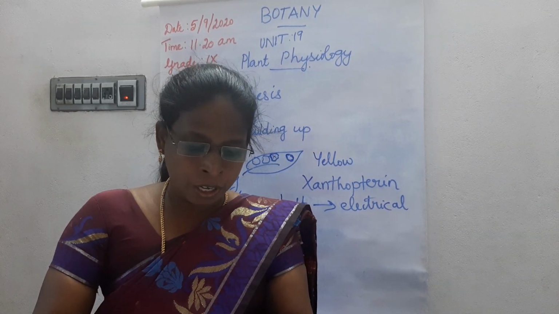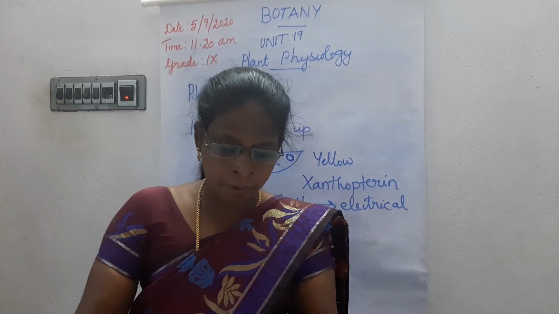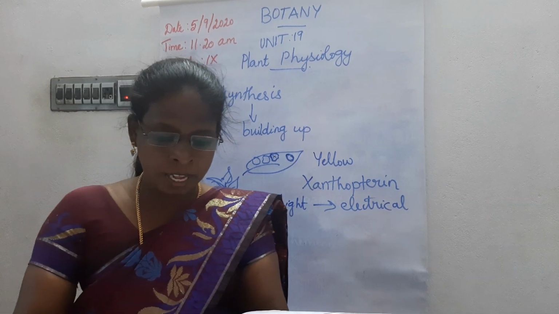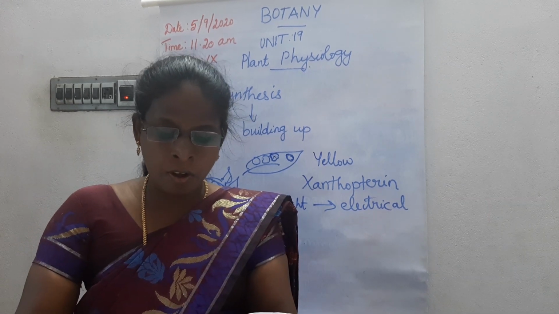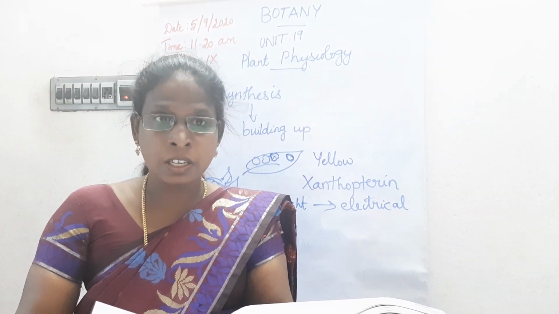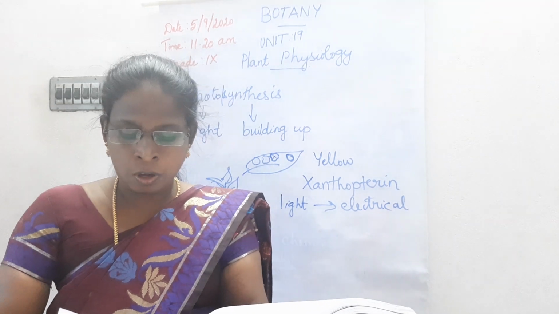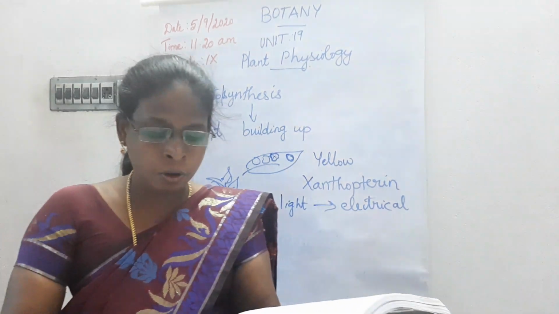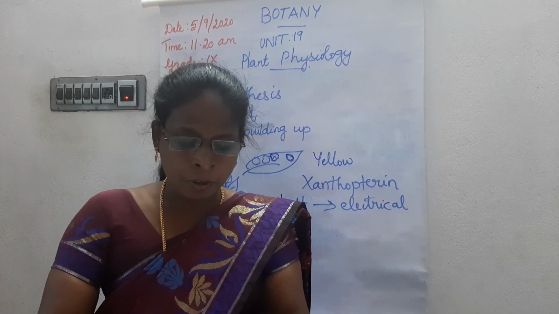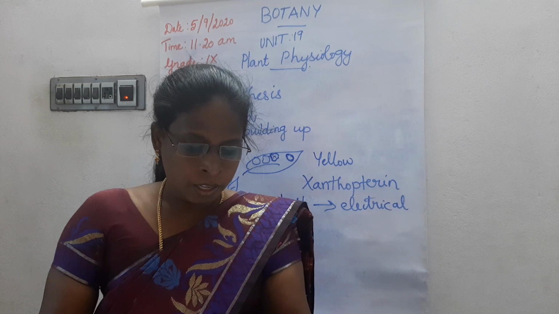Then Roman numeral 4, state whether true or false. If false, correct the statement. The first one, the response of a part of a plant to a chemical stimulus is called phototropism. Chemical stimulus means chemotropism, so that statement is wrong. You have to write false and correct the statement. In the place of phototropism, you have to write chemotropism.